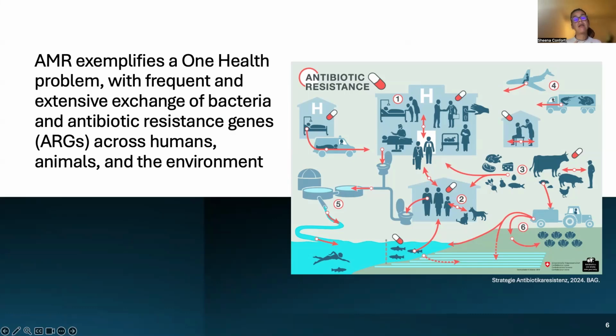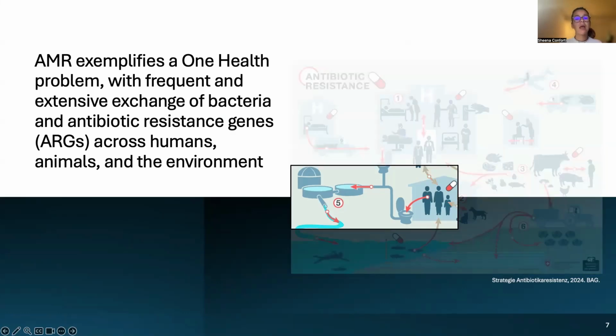And in this very nice diagram, we also see that one of the transmission pathways is through wastewater. And this is because we do shed antimicrobial resistant genes and antibiotic resistant bacteria into the wastewater. And sometimes, unfortunately, these resistant genes are also released again into the environment after treatment.